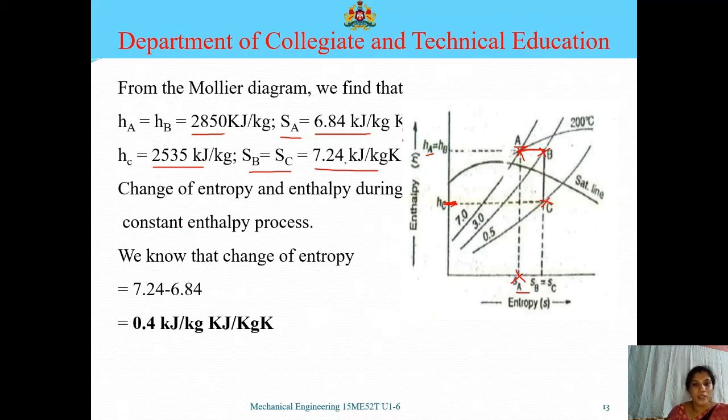The change of entropy is 7.24 minus 6.84. So the change of entropy during what? The first process, that is when the enthalpy is constant. So if the enthalpy is constant, the change in enthalpy is what? It's 0. It's obvious, right? So HA minus HB. If I substitute, since I got the same value, the change in enthalpy will be 0.